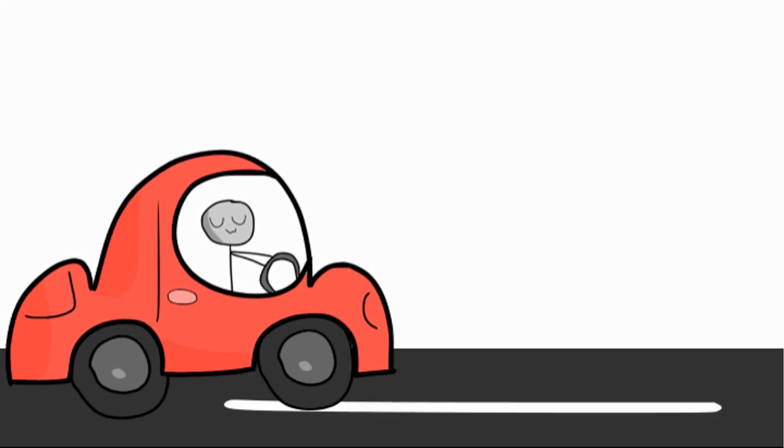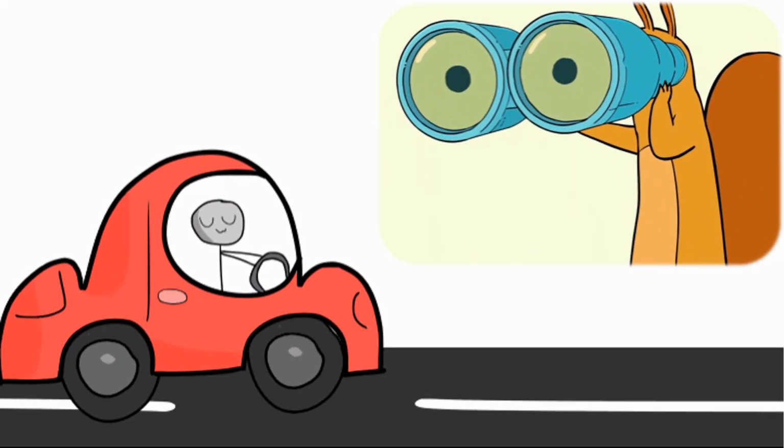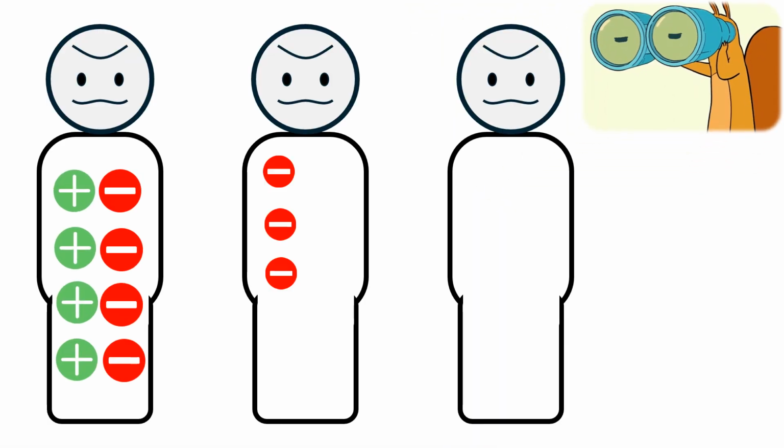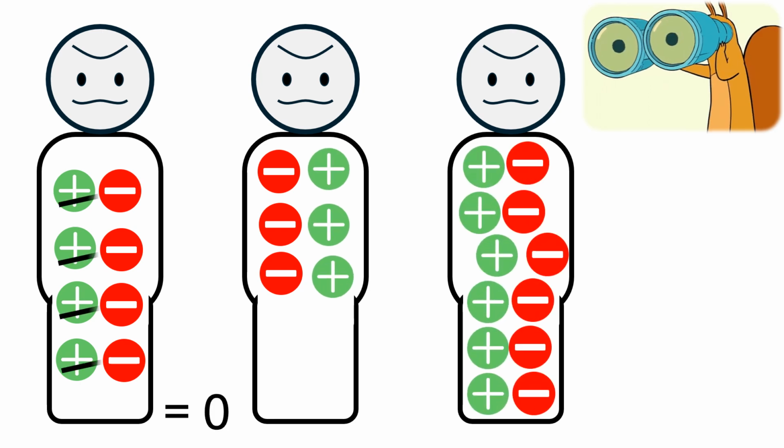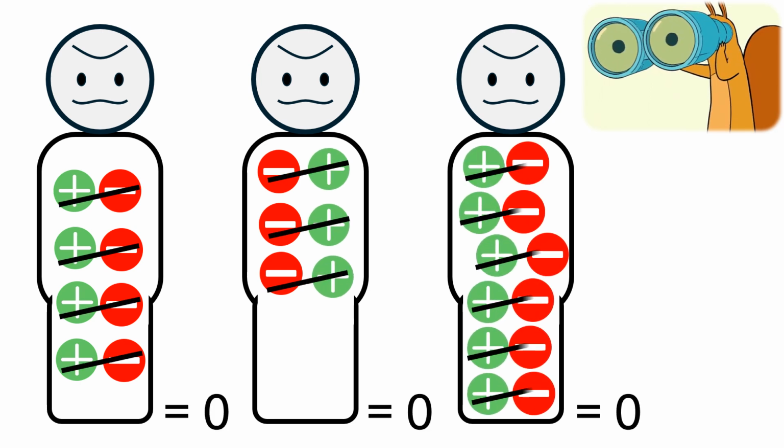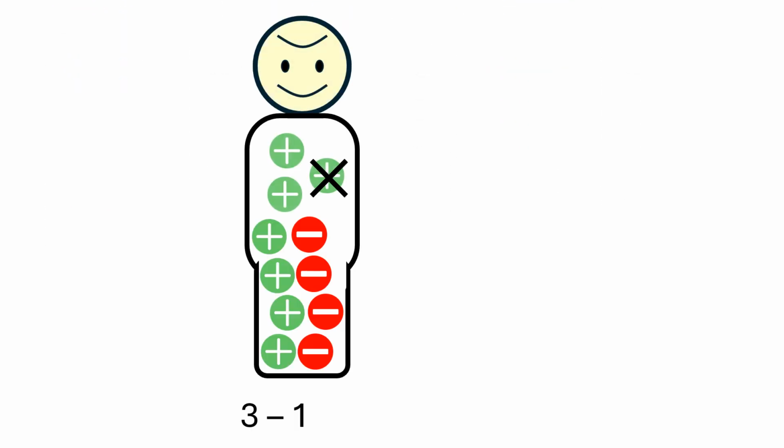Before we move on to subtraction, let's make an important observation. Whatever the number of happy or sad units, you have a 0 as long as there is equal number of each. Let's begin using this model to learn subtraction. What is 3 minus 1? We already know. That's positive 2.